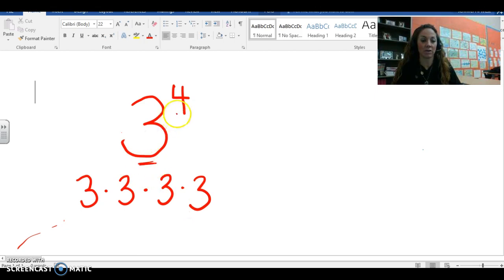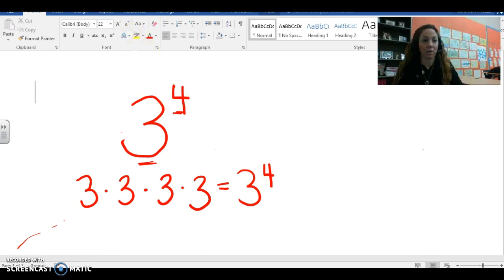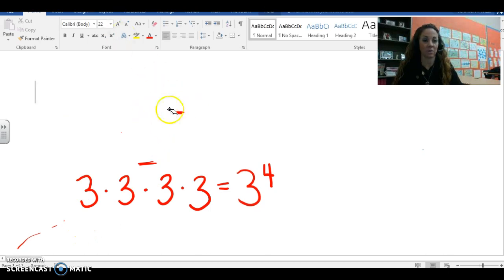3 is the base. This little number up here, the exponent, which in this case is a 4, tells you how many times you multiply the base times itself. So we have 1, 2, 3, 4 3s, and that equals 3 to the 4th power. Nothing too crazy. Then let's try another one.